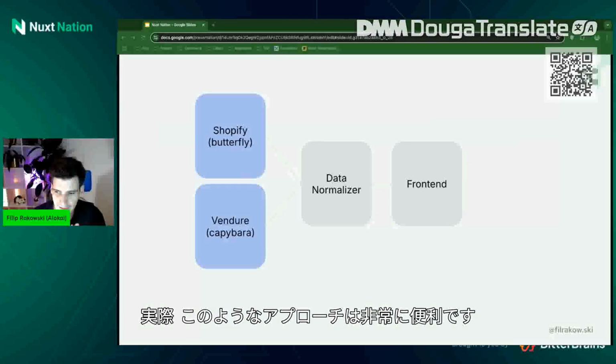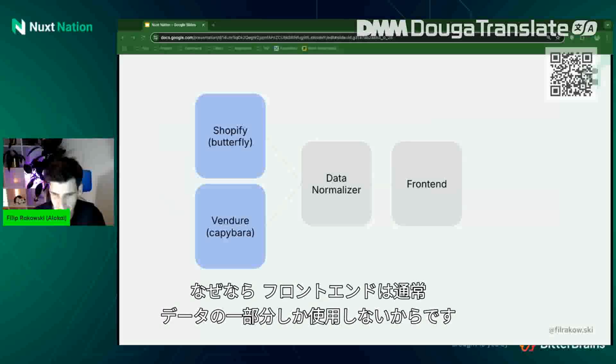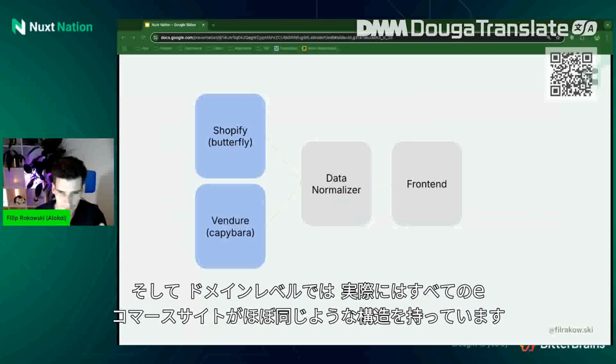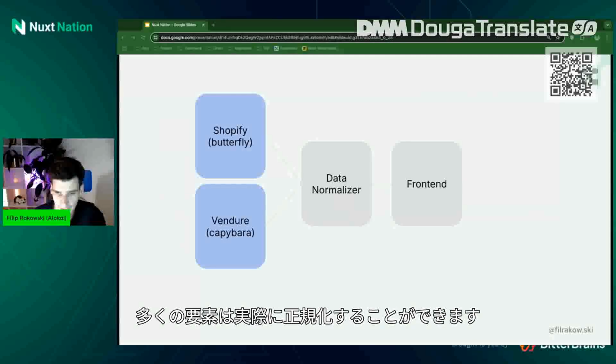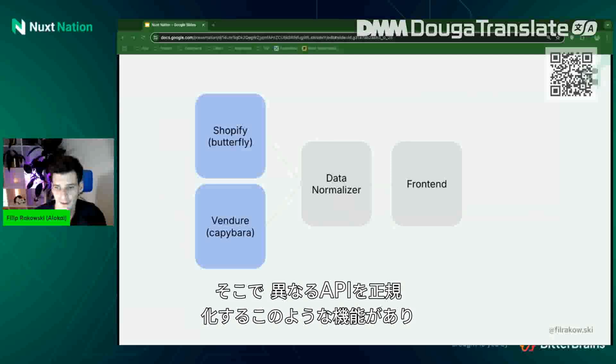The reality is it is extremely convenient to do something like this because the frontend usually needs to consume only a small portion of data. And on the domain level, frankly, all the e-commerces have almost the same thing. Sometimes they differ slightly, sometimes they differ more, but a lot of stuff can actually be normalized. So we have this kind of function that is normalizing different APIs.